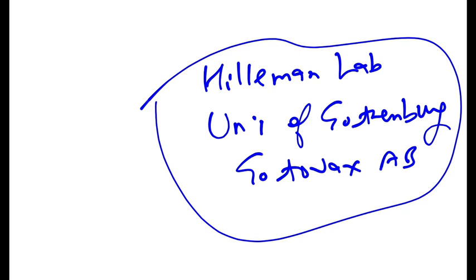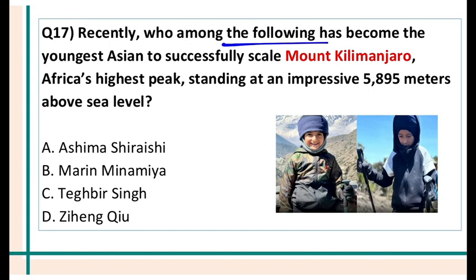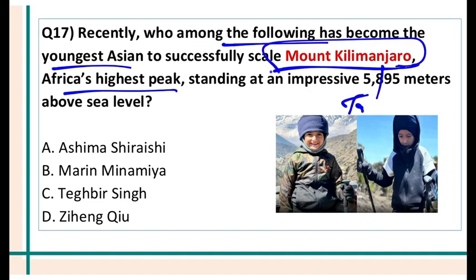And cholera cases are increasing. Definitely they are increasing in the world. Who among the following has become the youngest Asian to scale Mount Kilimanjaro, which is Africa's highest peak? Mount Kilimanjaro is located in Tanzania. It is at a height of 5,895 meters. So it is Tegbir Singh.